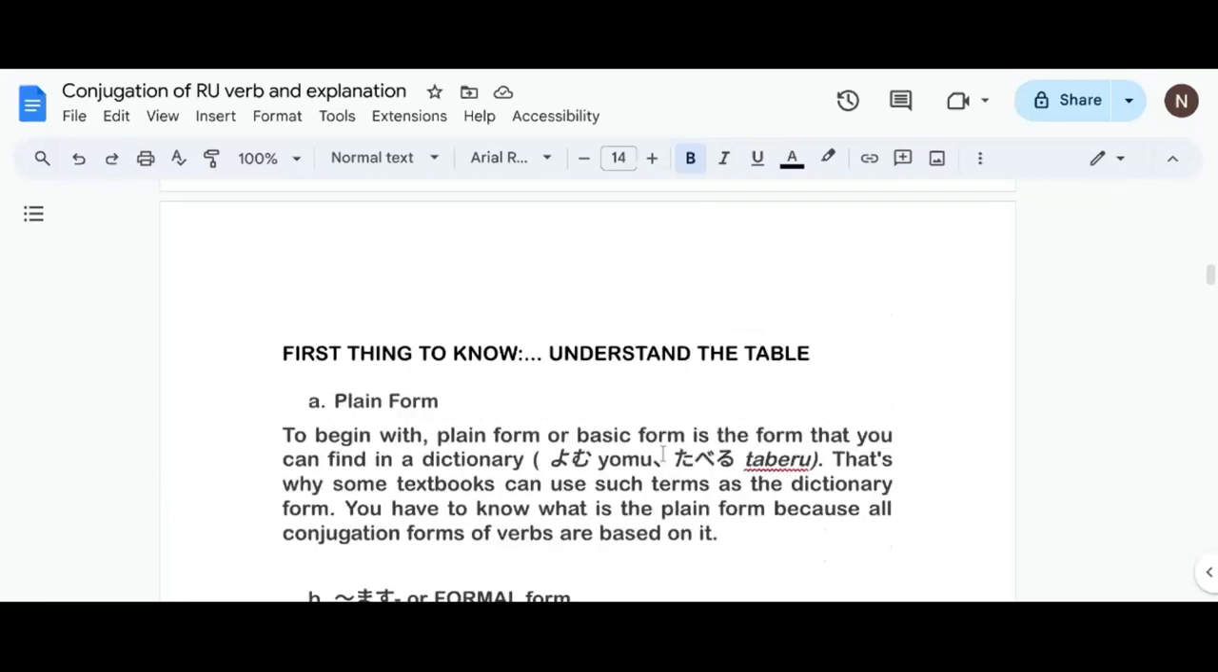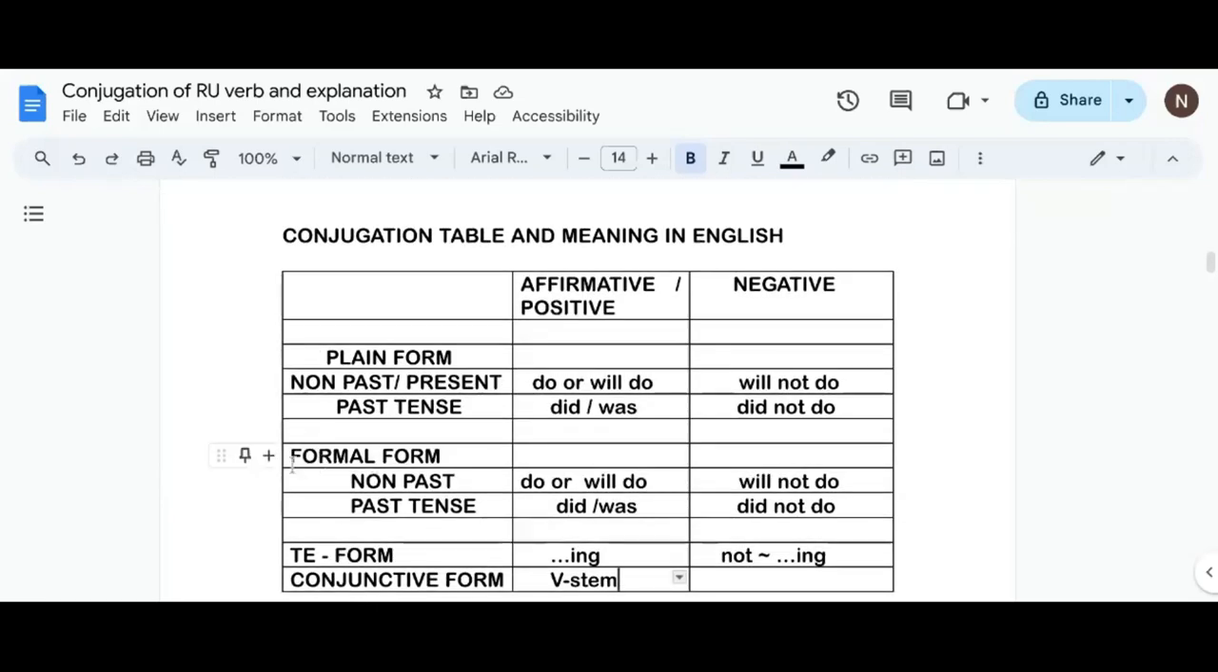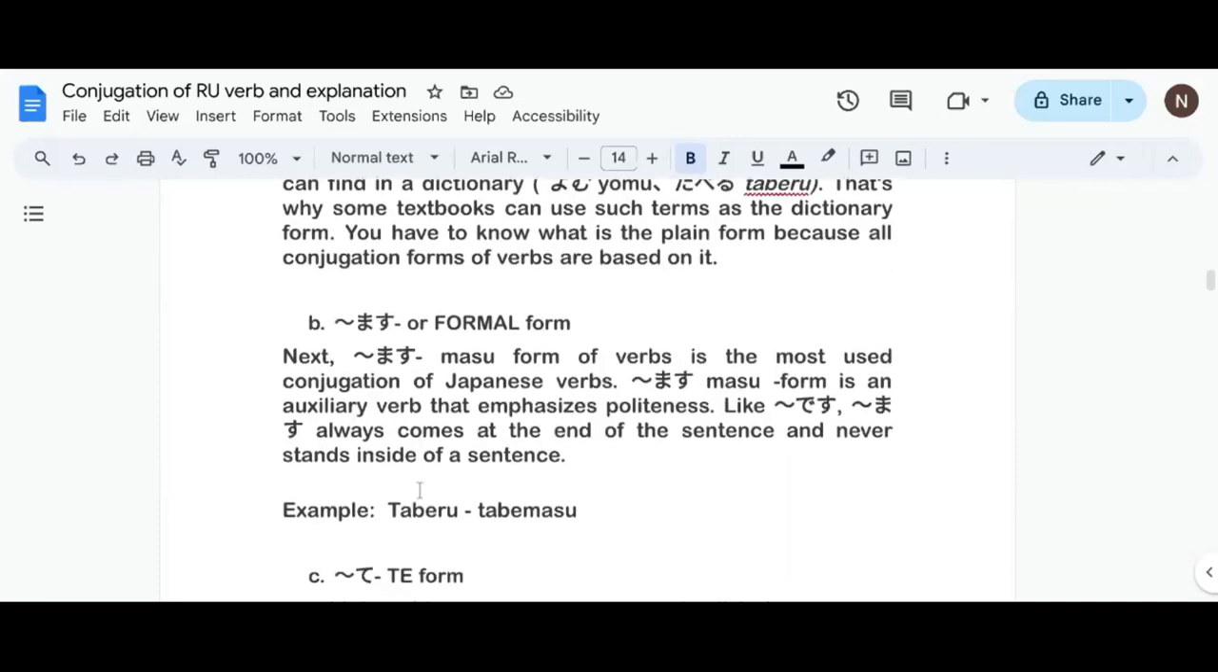And also, like what I said, we have the formal form. This one, the formal form. We call this the mas form, the mas form of a verb. And usually, this is the most used conjugation in a Japanese verb. Okay, it is an auxiliary verb that emphasizes politeness. Again, the mas form, or the formal form, the politeness, like your des. Do you remember your des? And the mas, okay?